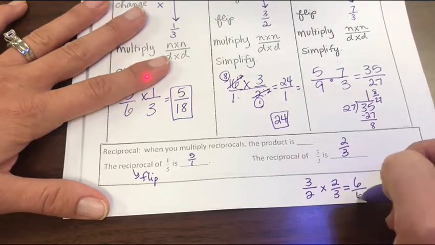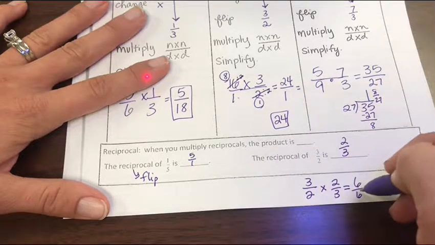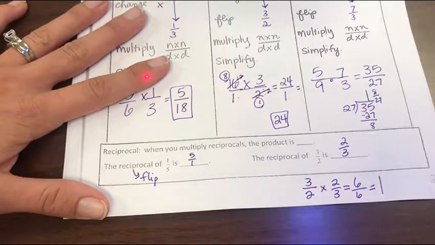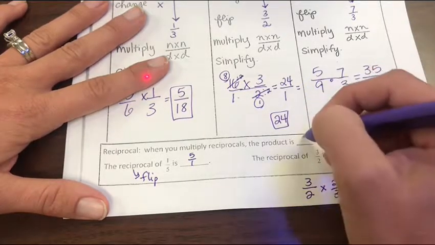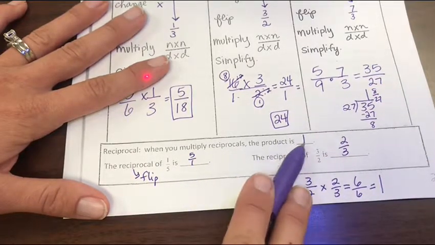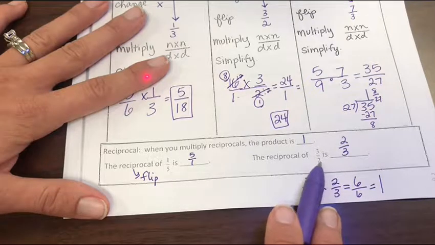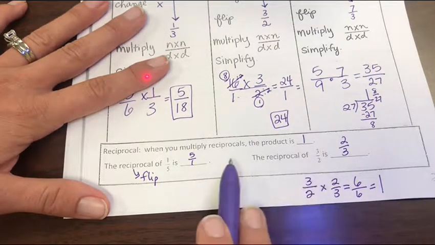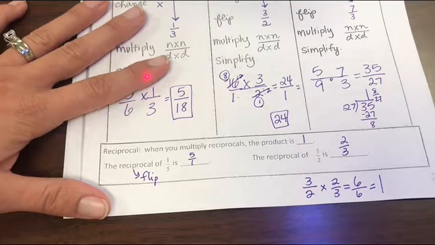Okay, tops times tops and bottoms times bottoms. The product, 6 divided by 6, is 1. So that's the actual definition of a reciprocal, is that when you multiply the reciprocals, the product is 1. Now, remember, the reciprocals are not opposites of each other. Okay, they're the flipped version of each other. So let's look on the back.